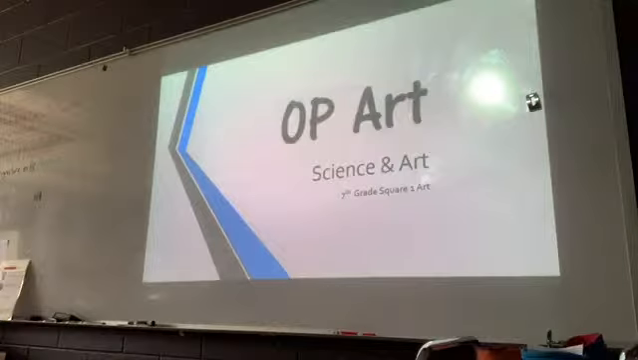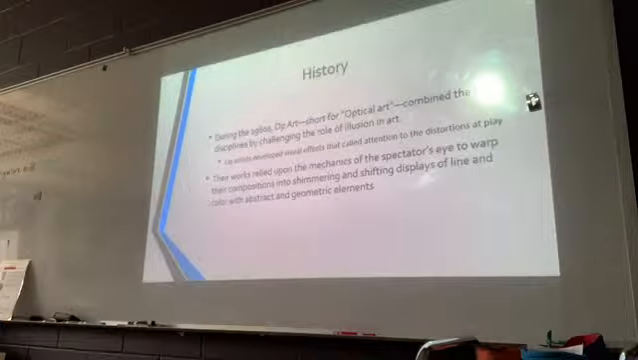Okay, so op art is a combination of science and art. The history: during the 1960s, op art, short for optical art, combined two disciplines by challenging the roles of illusion and art, and that is science and art. Op artists developed visual effects that called attention to the distortions at play. Their works relied upon mechanics of the spectator's eye to warp their compositions into shimmering and shifting displays of light and color with abstract and geometric elements.